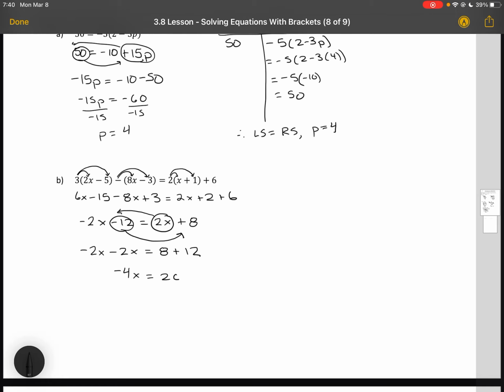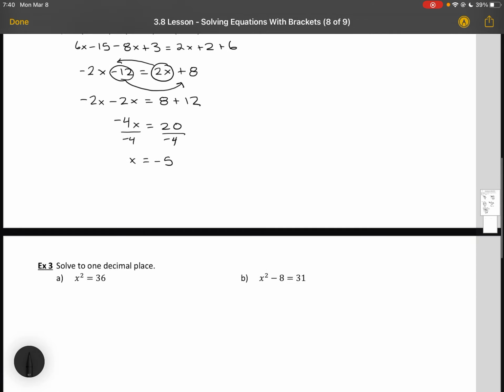Now I can collect like terms. I've got minus 4x equals 20, and now I'm going to divide both sides by minus 4, which gives me x equals minus 5.